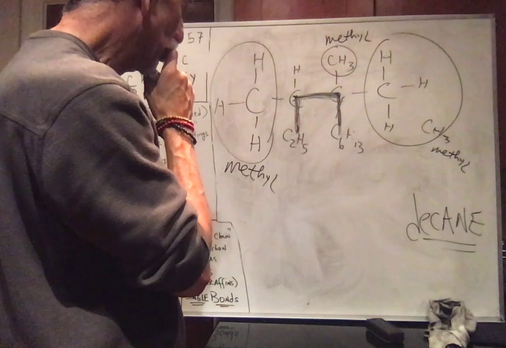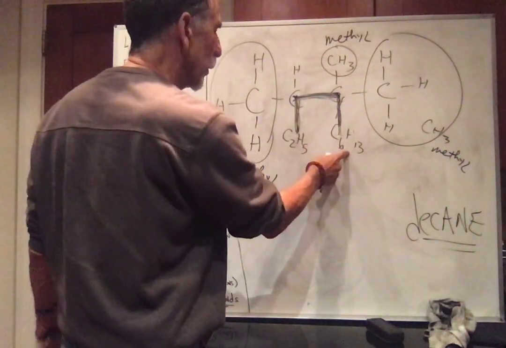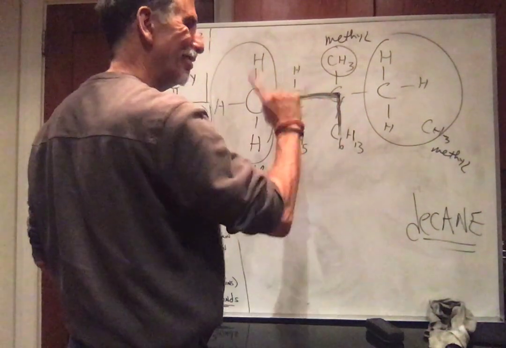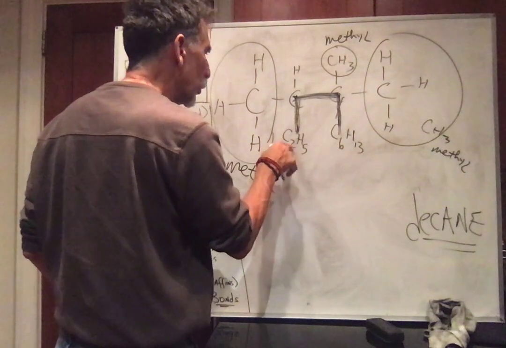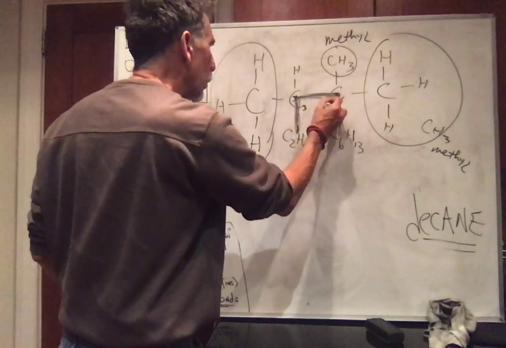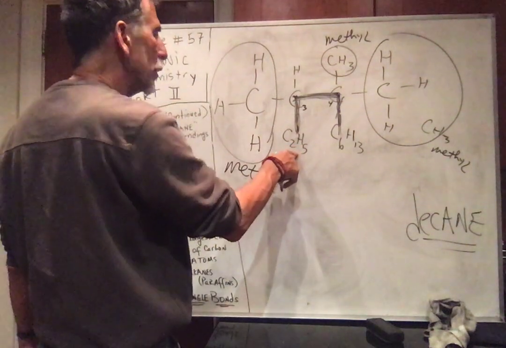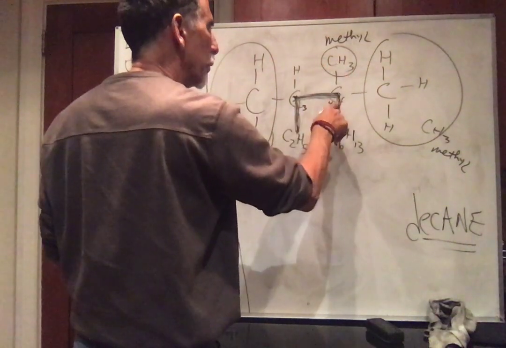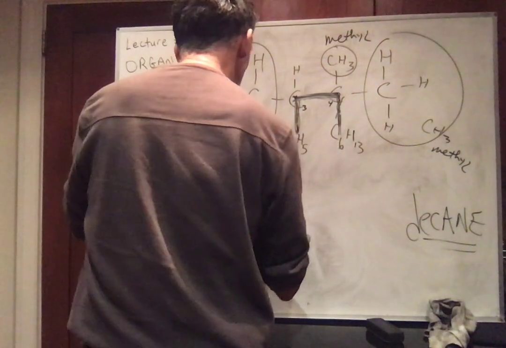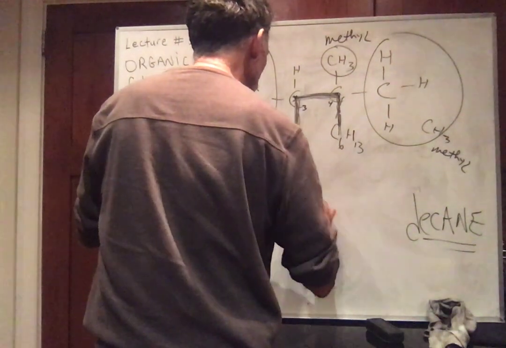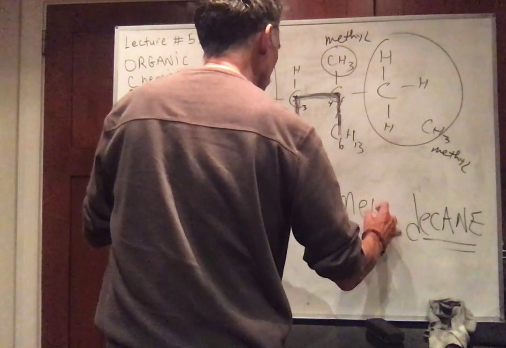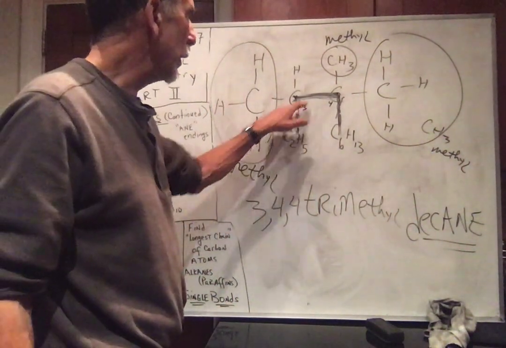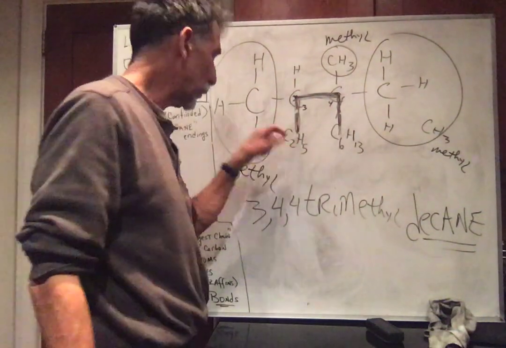So what do we have? Which way should we count? I think if I count from here, this is 6 carbons. That would be 7, 8. I think that's the wrong way. I think we have to count from this. 2 carbons, 3 carbons, 4 carbons. So let's see. On carbon 3 is a methyl. On carbon 4 is a methyl. On carbon 4 is another methyl. So this looks like 3, 4, 4 trimethyl decane. 10 is my longest chain.